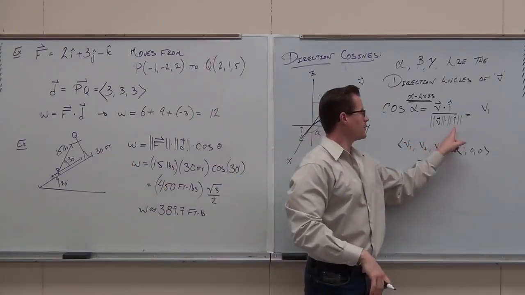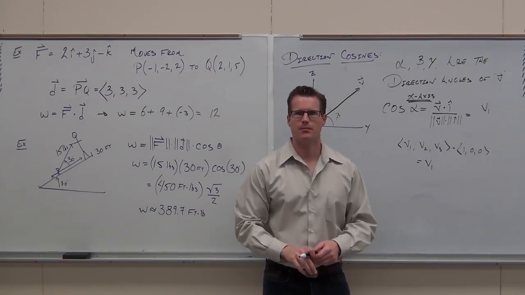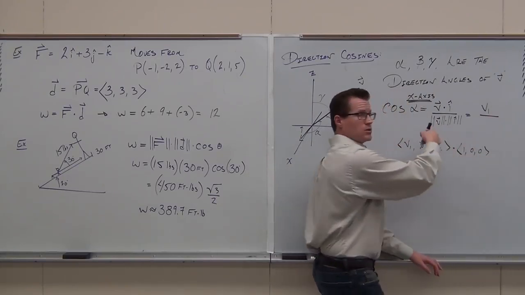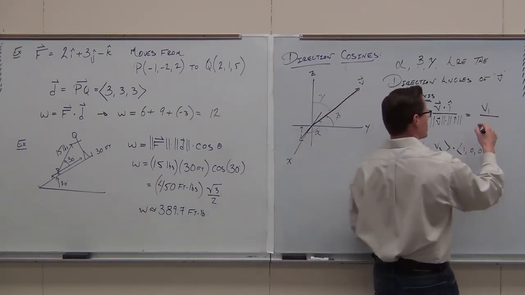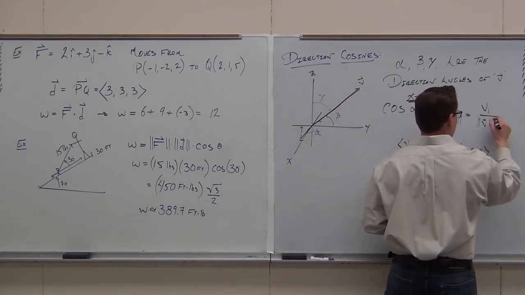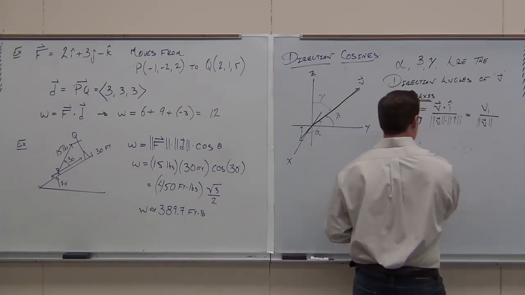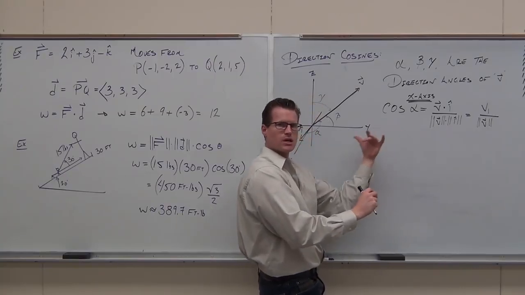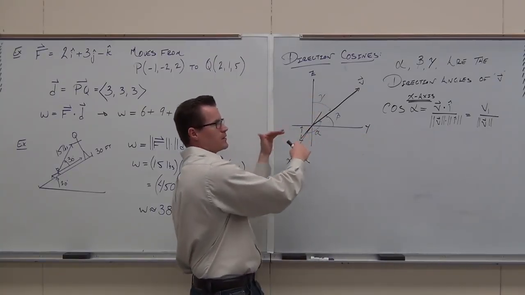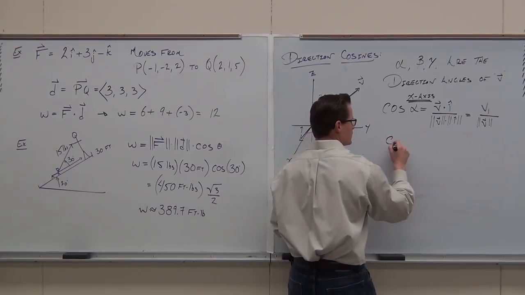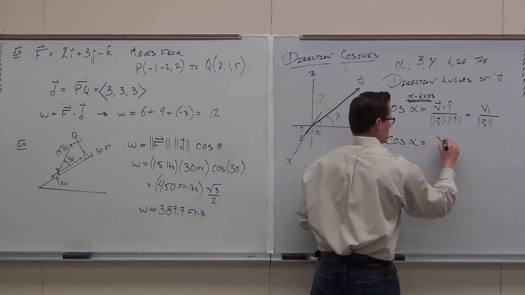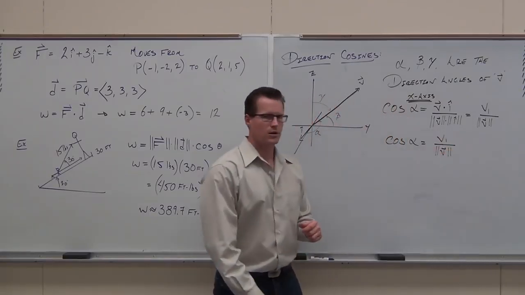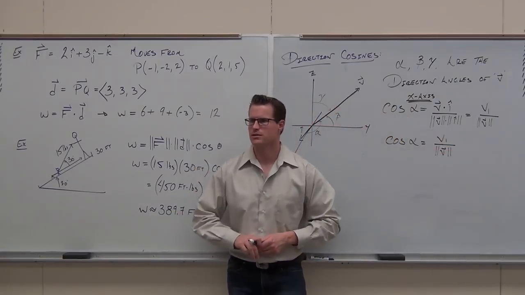Now, how about the magnitude of I? We need to know that one. What's that? 1. Magnitude of V, I don't know. That's the only thing we really have to work on. Well, here's what we just learned about the cosine alpha, the angle that the vector makes with the x-axis. Cosine alpha equals V1 over the magnitude of V.